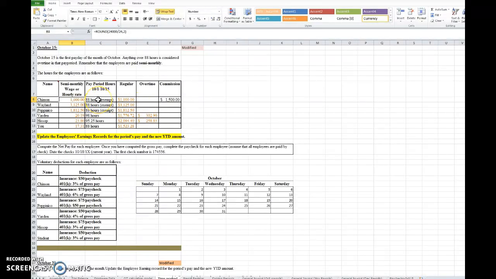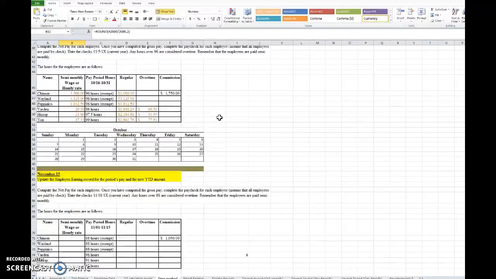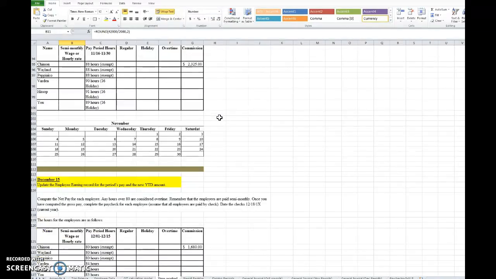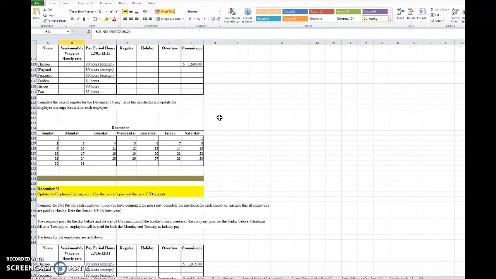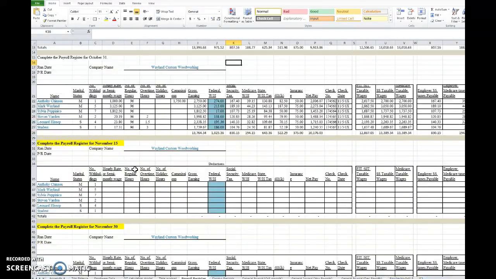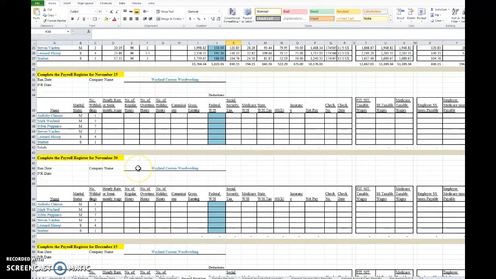Okay, since the first three employees are hourly, remember they get paid that straight wage, and in this case, one of them does have commission. The hourly wage then for Varden, Hipsbo, and you is given to you, and then you need to figure out what is the regular wage and overtime wages for November 15th, November 30th, December 15th, and December 31st payroll period. Once those are calculated, you need to come in down here and complete the employee's earning record.